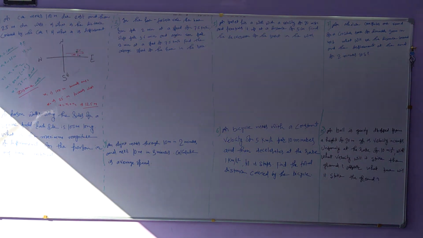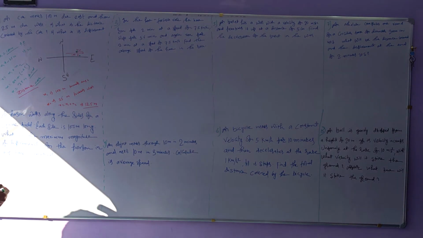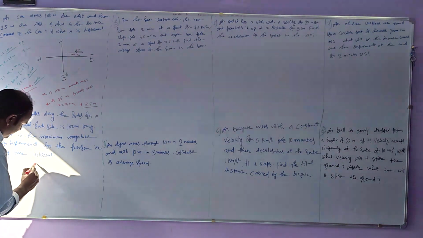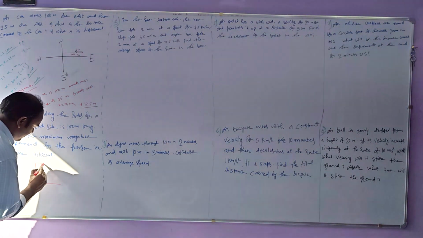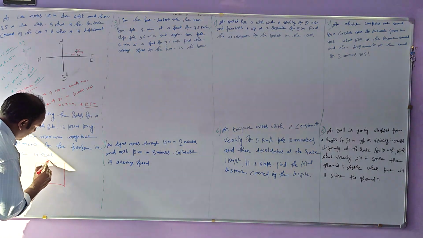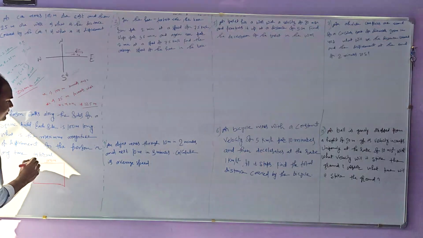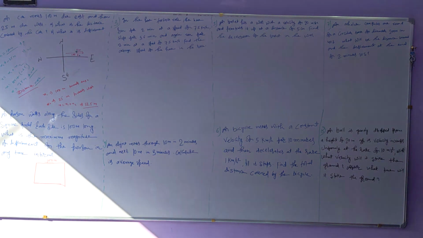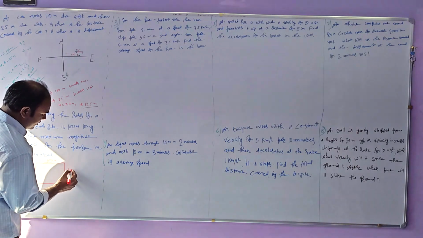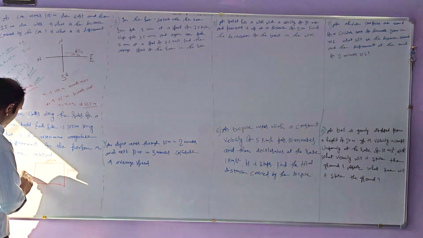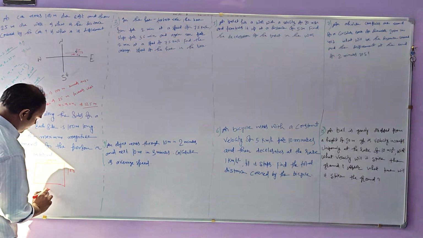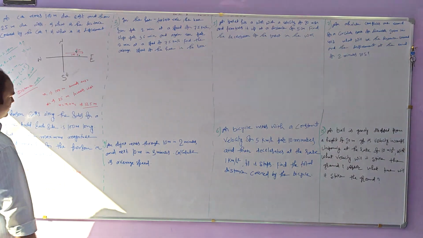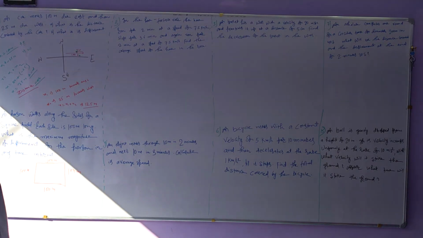In another question, a person walks along the sides of a square field. We have a square field and the side is 100 meter long. What is the maximum magnitude of displacement of the person in any time interval? So we have a square, that means all the sides are 100 meter.